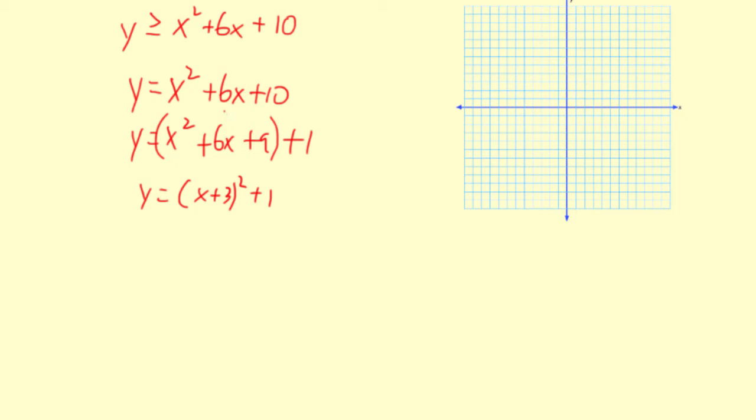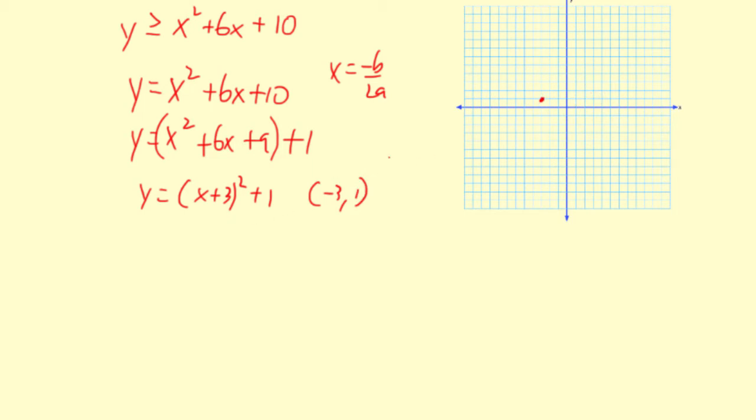There are other methods you can use. You could try to factor it to write it in intercept form. You can find the x value of the vertex using x equals negative b over 2a. You can start that way, whatever way you like. So the vertex for this is going to be (negative 3, 1). So let's plot that point right there.